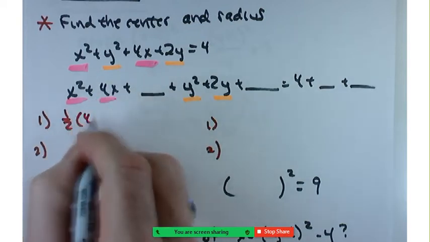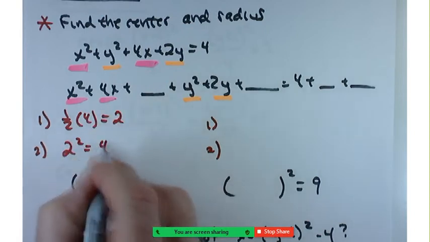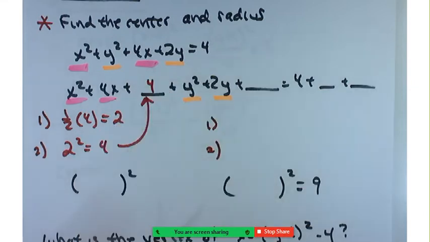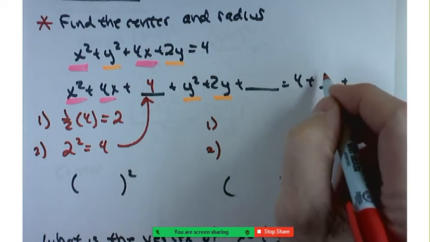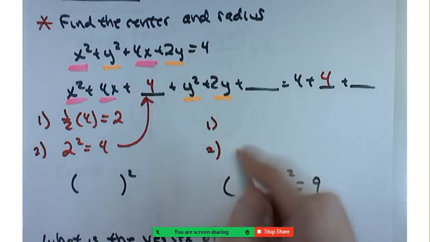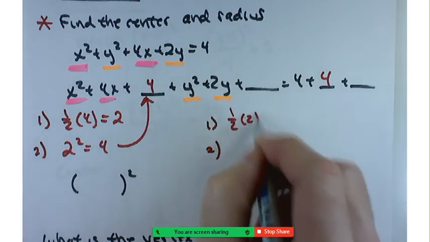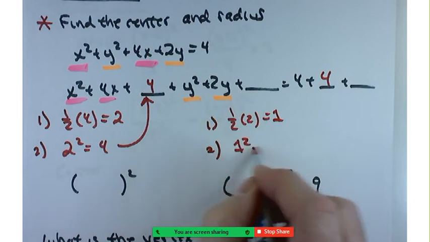Take half of the middle number, which is 2, and then square that and get the 4. So I'll put a 4 there. Now by putting a 4 on the left-hand side, I've also got to put a 4 on the right-hand side. So I add 4 to both sides. I'll do the same thing here for the y coordinate. Multiply that by 1/2, I get 1. 1 squared is still 1.